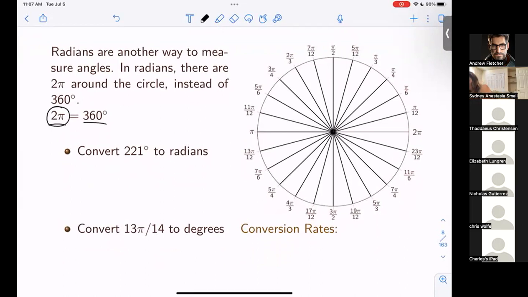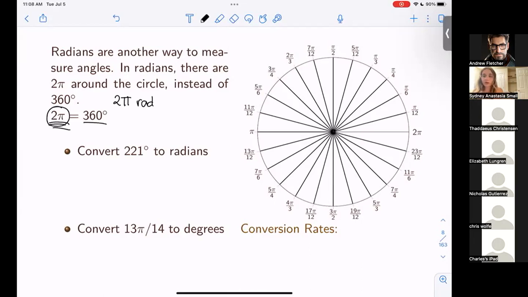Sometimes people would write 2 pi rad. You can do this if you would like. However, just know that whenever you see something like this without a unit, that means it is in radians. You do not have to write units with radians. Sometimes when you're showing your work, it is easiest to write rad just so you can keep track of your cancellations and stuff. But you do not need to worry about units when you are talking about radians.